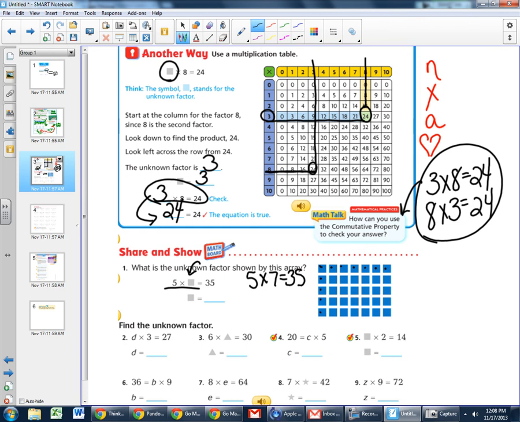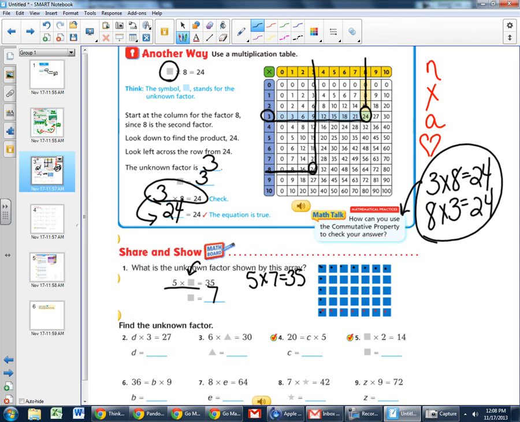Now you're going to check yourself. If you count by 5, does it equal 35? Doing it this way, 5, 10, 15, 20, 25, 30, 35. So we know that the square is equal to 7.